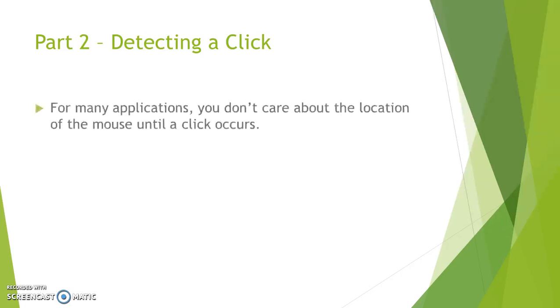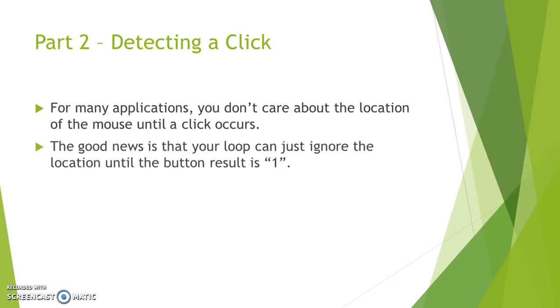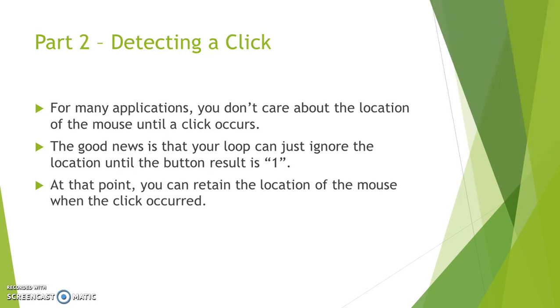All right, part 2, detecting a click. Most applications, we don't care about the location of the mouse until the user says that it's important, until the user clicks. And in our loops, we can just ignore the location of that until the button result comes out as a 1. And when that happens, we can retrieve the location of the mouse and use it however we want to.